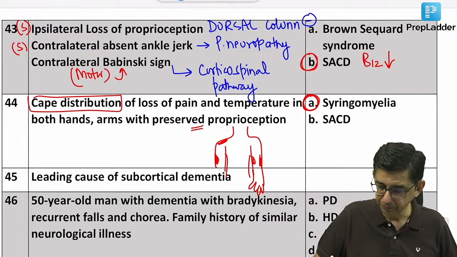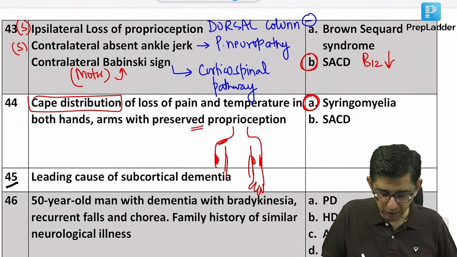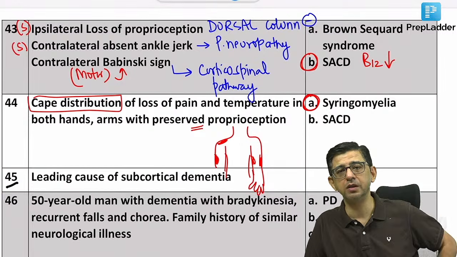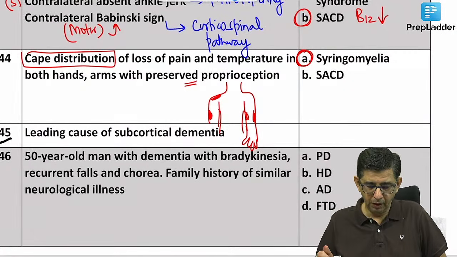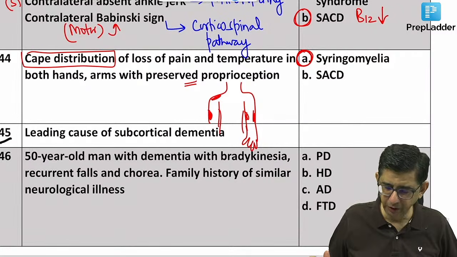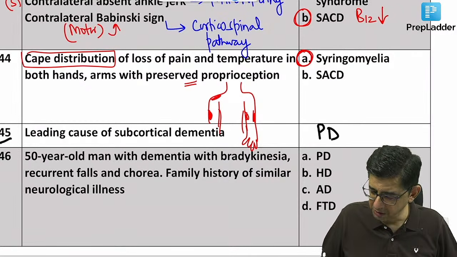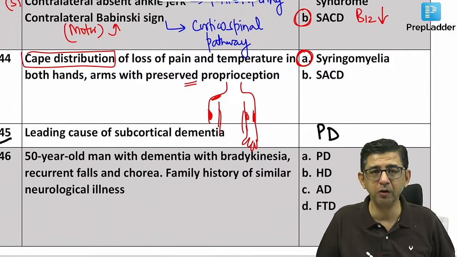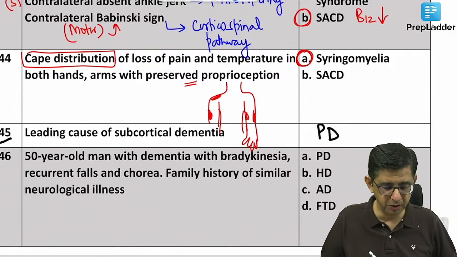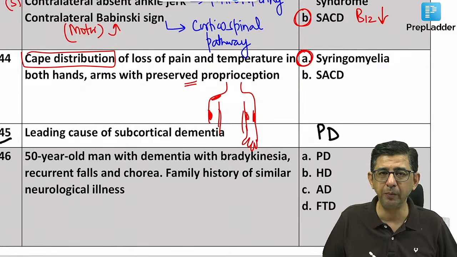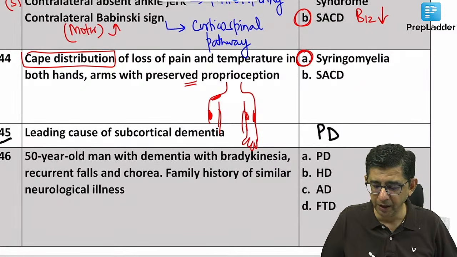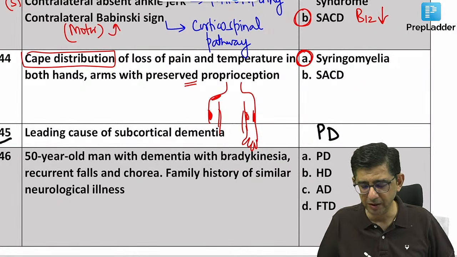Okay. What is the leading cause of subcortical dementia? 45. Yes, guys. Leading cause of subcortical dementia is Parkinson disease. Very good. And the leading cause of cortical dementia is Alzheimer's disease. If I remove the word sub here, and I say cortical dementia, then the answer would be AD, and if I say subcortical, it is Parkinson disease.